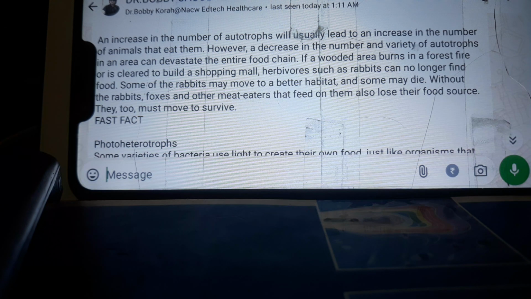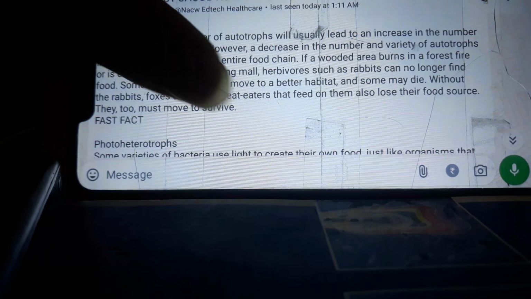If a wooded area burns in a forest fire or is cleared to build a shopping mall, herbivores such as rabbits can no longer find food. Some of the rabbits may move to a better habitat and some may die. Without the rabbits, foxes and other meat eaters that feed on them also lose their food source. They too must move to survive.